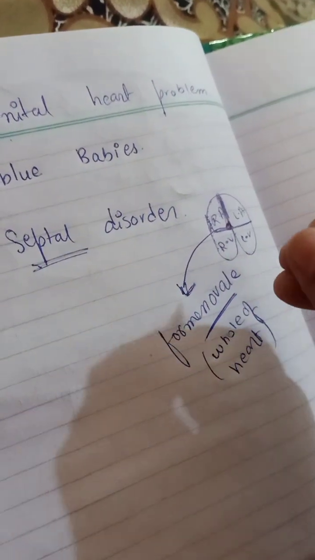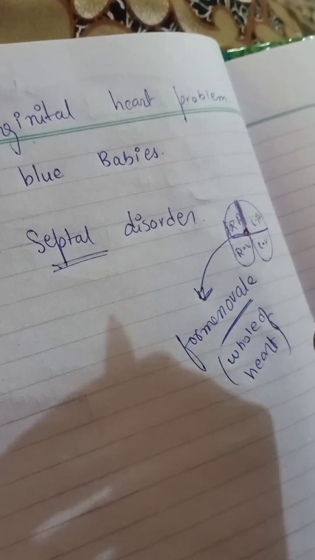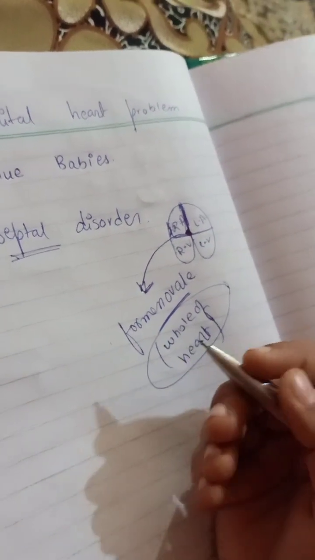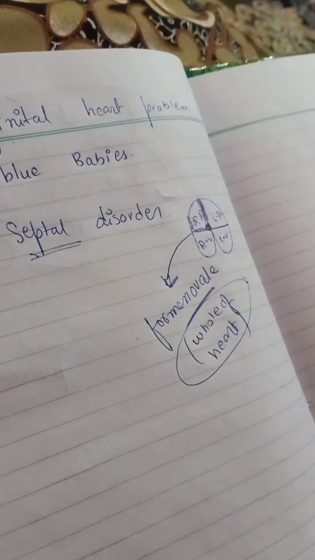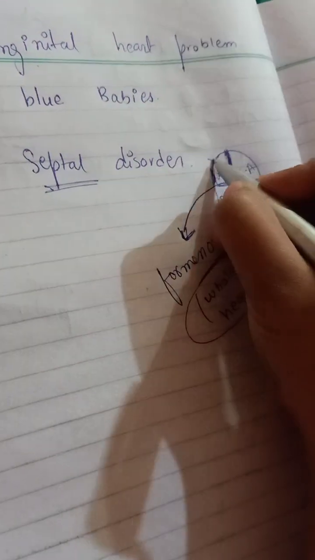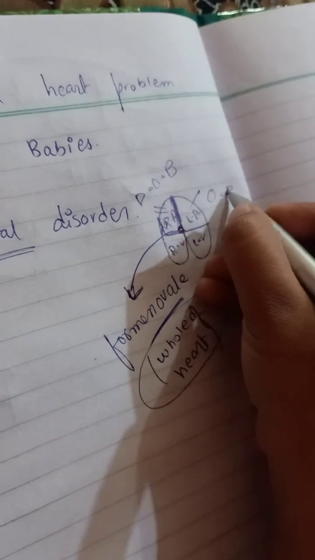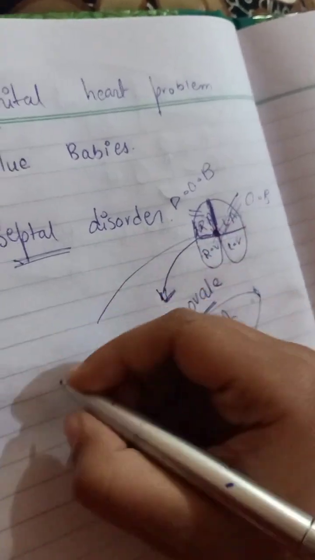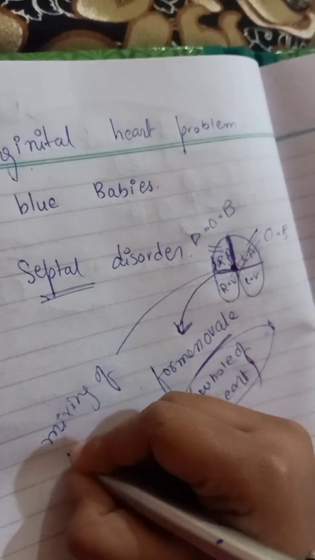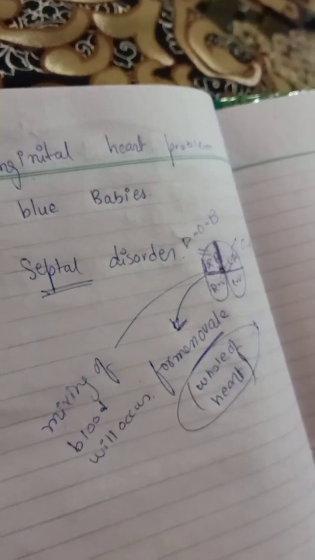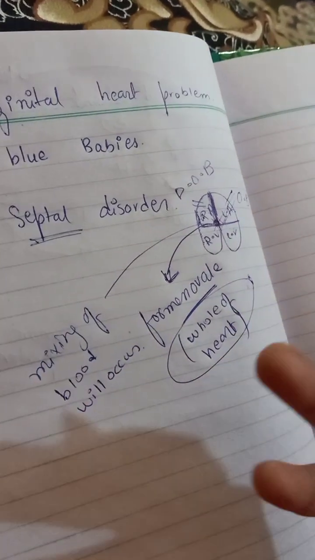If it closes, there is no issue. If it remains open after the baby is born, we call that a hole in the heart, and this can cause many problems. What kind of problem? As you all know, deoxygenated blood moves into the right atrium, and oxygenated blood moves into the left atrium. If there is a hole, the deoxygenated and oxygenated blood will get mixed. So the mixing of blood will occur.